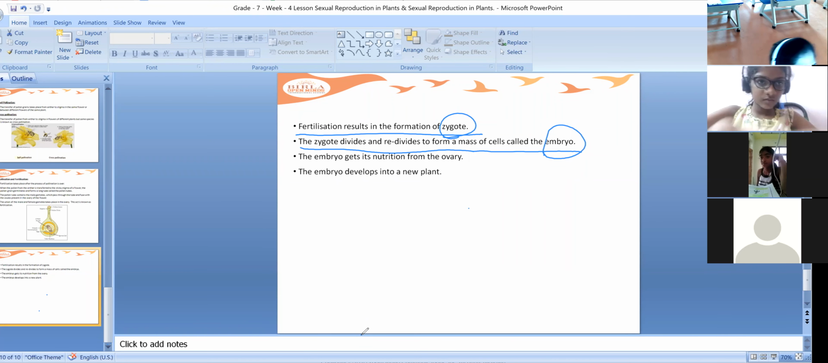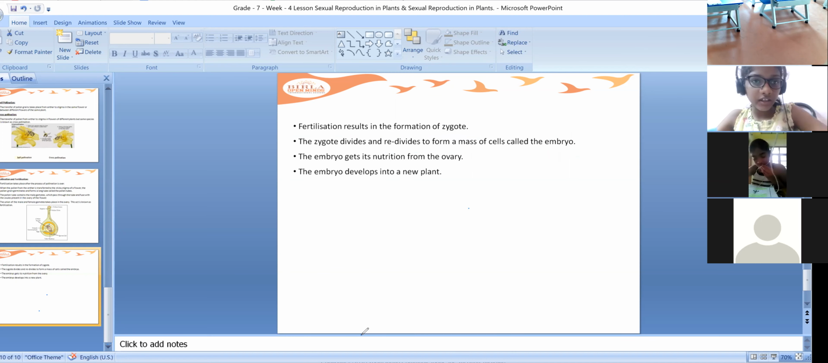Remember these terms. Fertilization results in the formation of a zygote. Fertilization of which cells? The union of male and female gametes, which takes place in the ovary. They form the zygote. And now this zygote divides and redivides to form a mass of cells called the embryo.